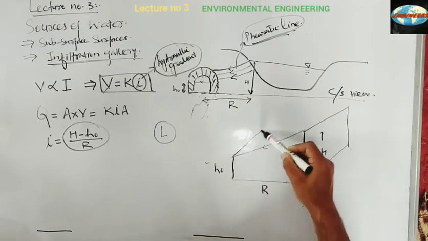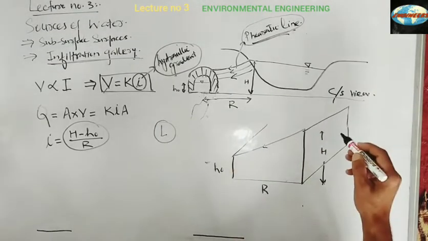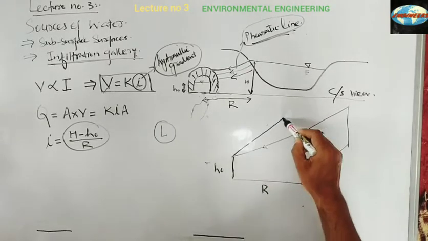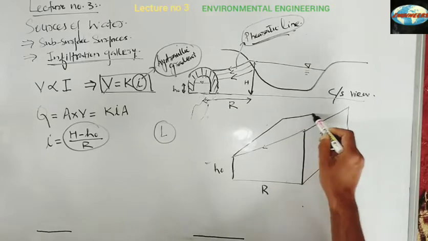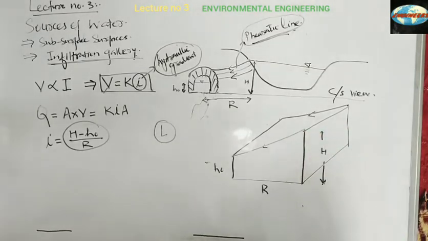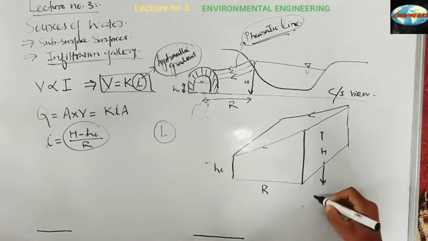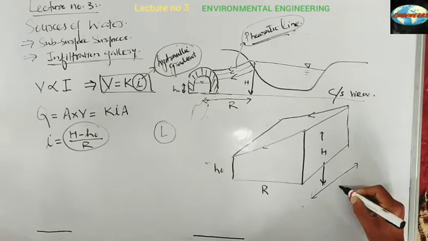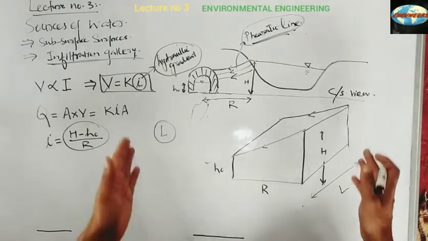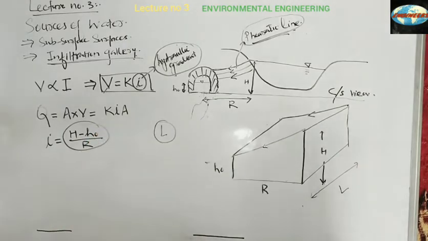This thing is what I call the drawdown curve. This is length L. If this is the capital H, this will be the length L of this infiltration gallery, or the river up to which the infiltration gallery is constructed.